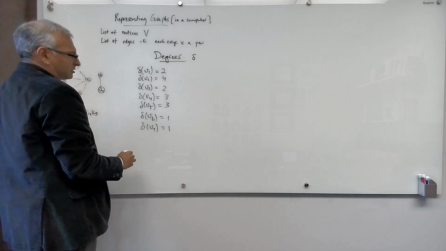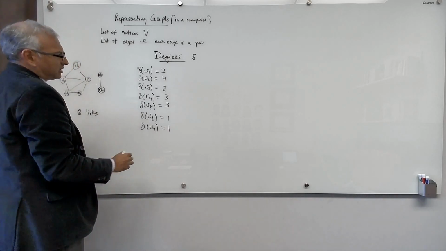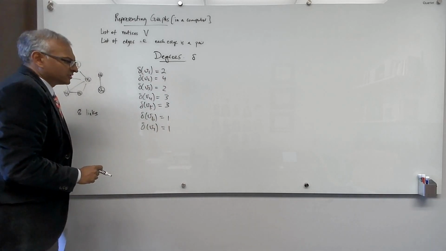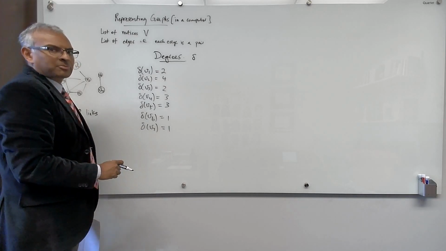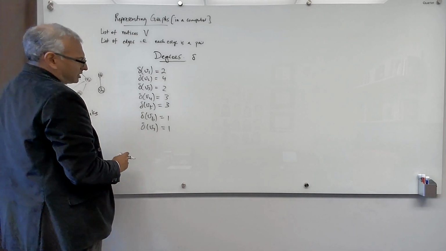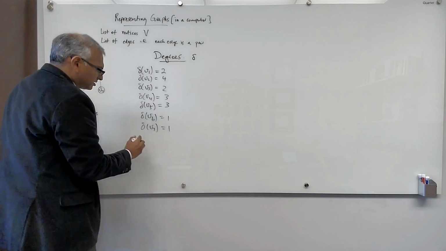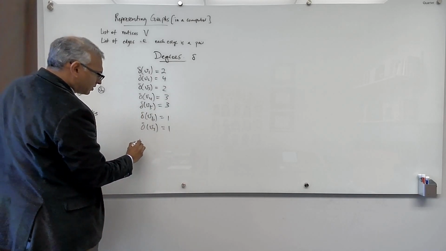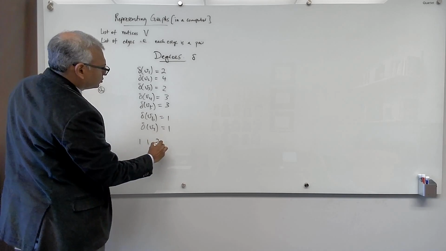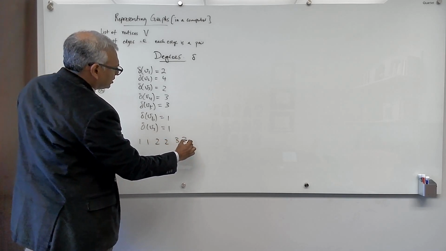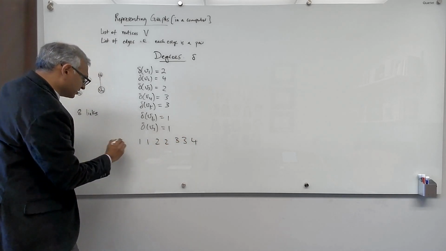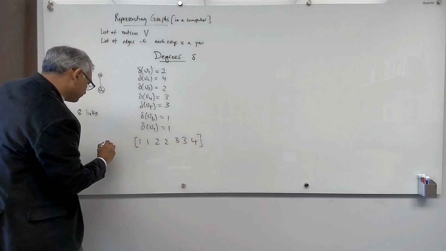We typically say that this sequence of degrees can be represented by the degree sequence. If I go from smallest to largest, I will list the degree sequence as 1, 1, 2, 2, 3, 3, 4. So this is the degree sequence.